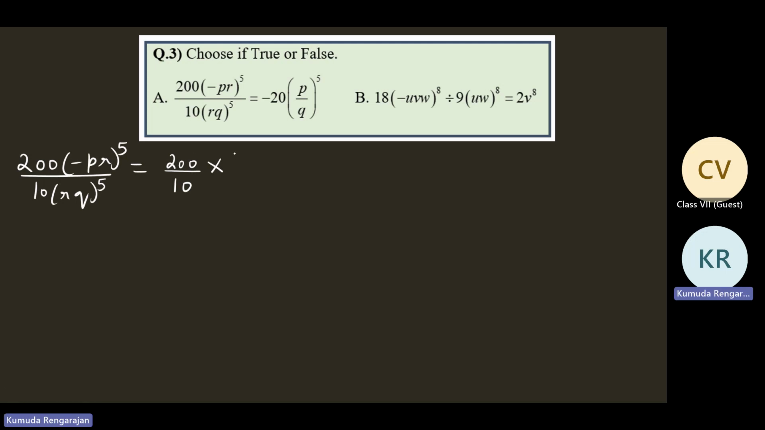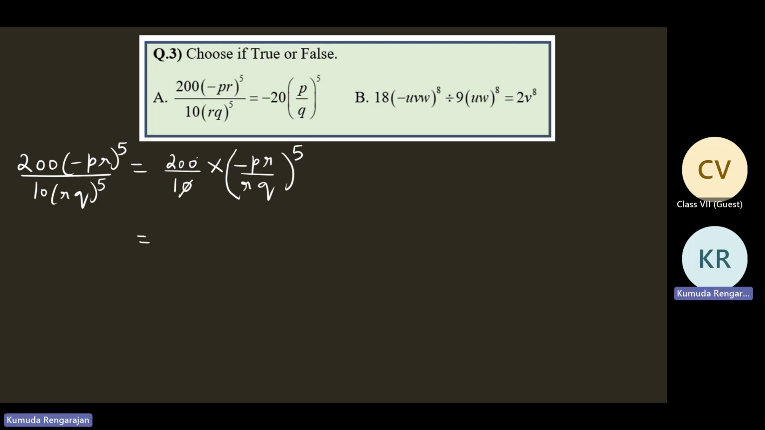Now see here, I'm going to write something. See if you can understand. I'm going to write minus p r by r q, the whole power 5. The base can be anything, a, b. Both of them are raised to the power 5, right? One base is minus p r, the other one is r q. So you can write it as minus p r by r q the whole power 5.